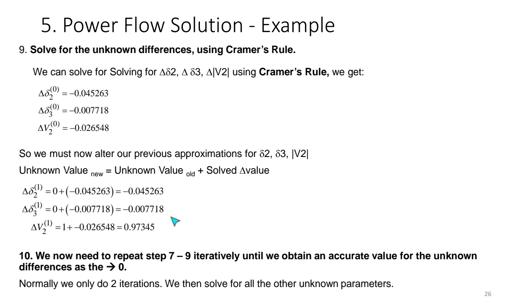I think one of you asked me why the solution is converged. We need to find out the change in delta delta value. The change in delta delta value must be 10 power minus 4 and below, so that we can say the solution is converged. If the change in values is greater than 10 power minus 4, in that case the solution is not converged. And not only one: all three unknown parameters, delta delta 2, delta delta 3, and delta V2, must be within 10 power minus 4 in order to say the solution is converged.